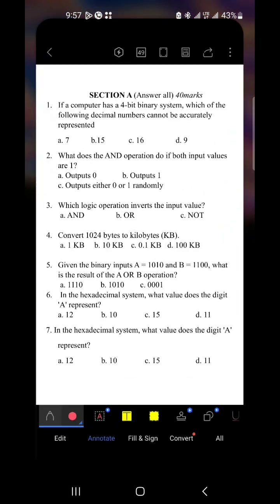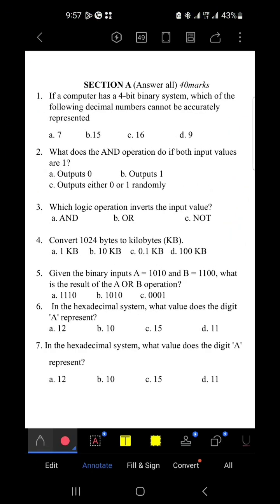Now this is your question. So the first question, that is, you have section A, so answer all for 40 marks. Okay, so question 1 is asking whether the following options have a 4-bit binary representation or not. So which decimal cannot be represented with a 4-bit binary system?